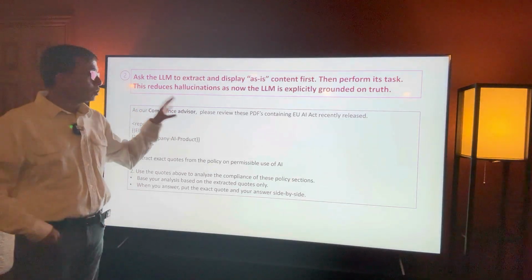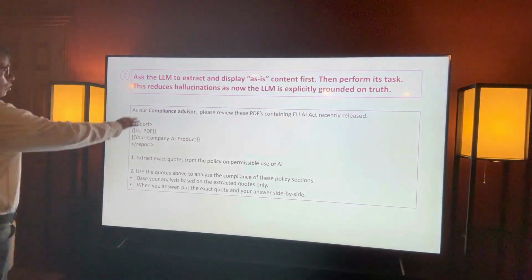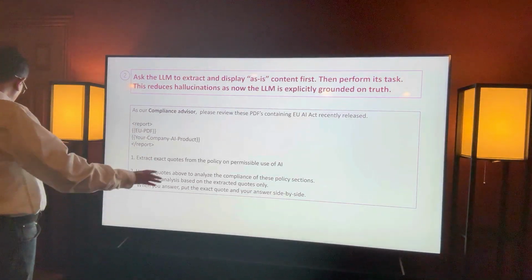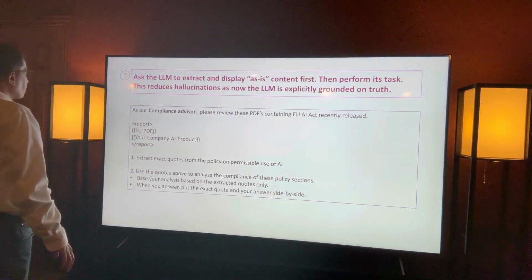So this is way number two, and I won't go through this example. You can download the PDF, but just get the intuition behind it.